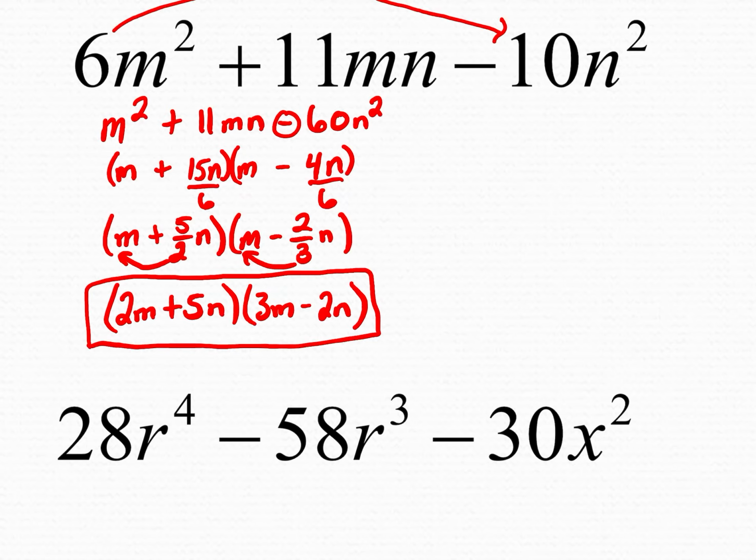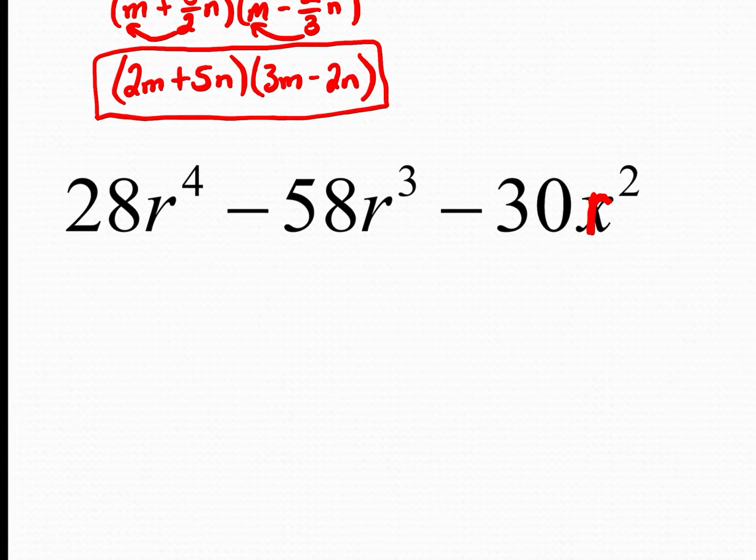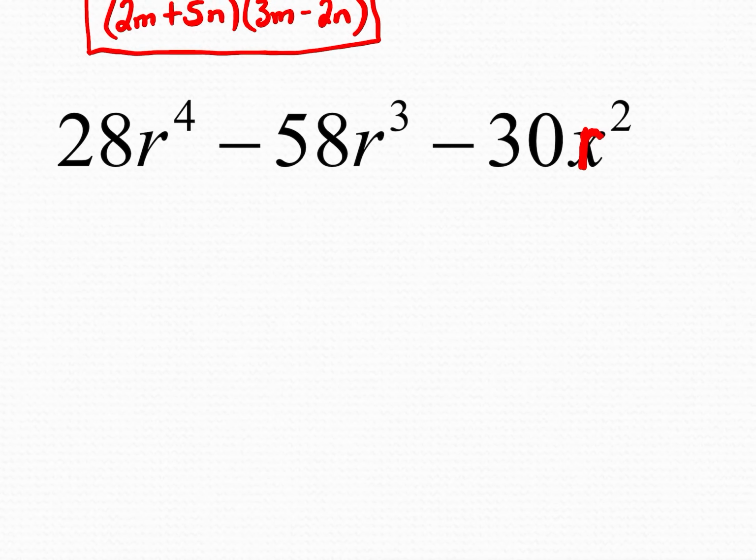Now, look at the next one. There is a typo here. This should be an r squared at the end. Okay, so be aware of that. Now, this time we do have a common factor. Number one, there's a number that will go evenly into 28, 58, and 30. 2 does that because, again, they're all even. And then they all have r squared. And so our greatest common factor here is 2r squared. And so we need to factor it out.